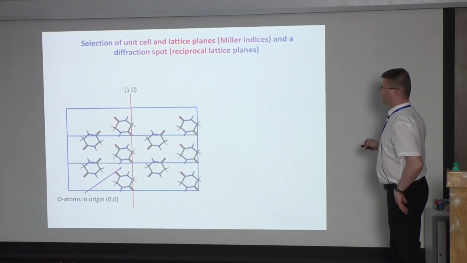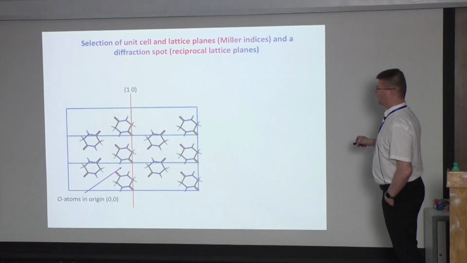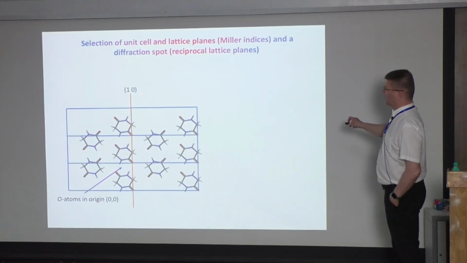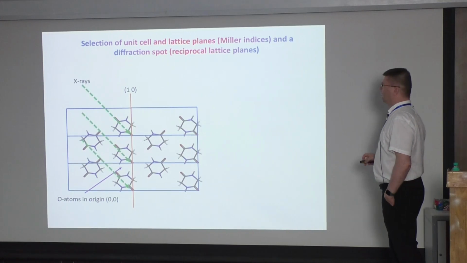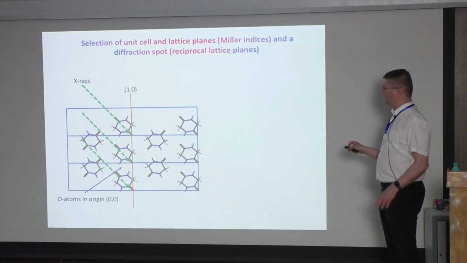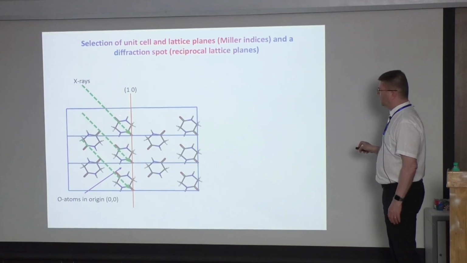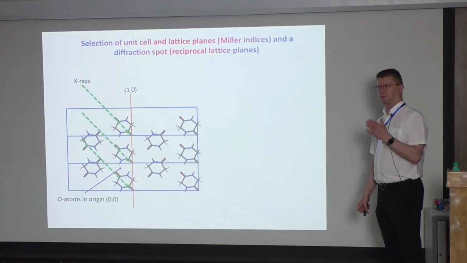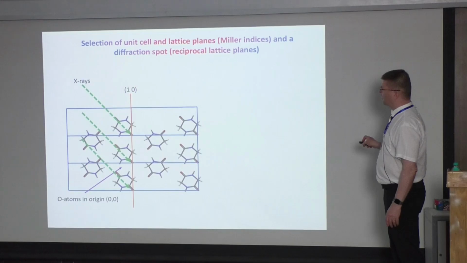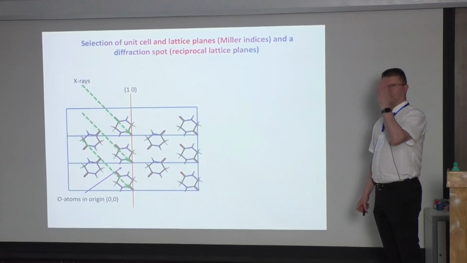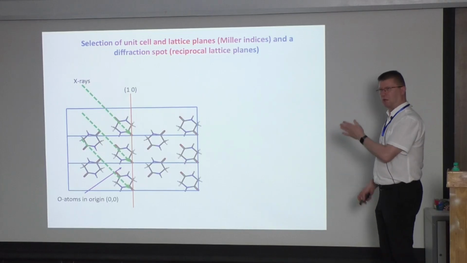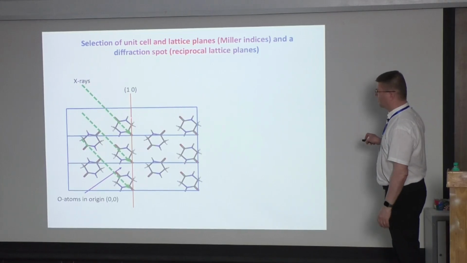Now, let's create a plane. If we now add here a plane, and the Miller index of that plane is 0 and 1, we shoot X-rays in there, and the X-rays would hit. What they hit is not the plane, because there is no plane. But there is something which is forming the plane, and what is forming the plane are atoms. So this carbon atom here and this O atom are on that plane.